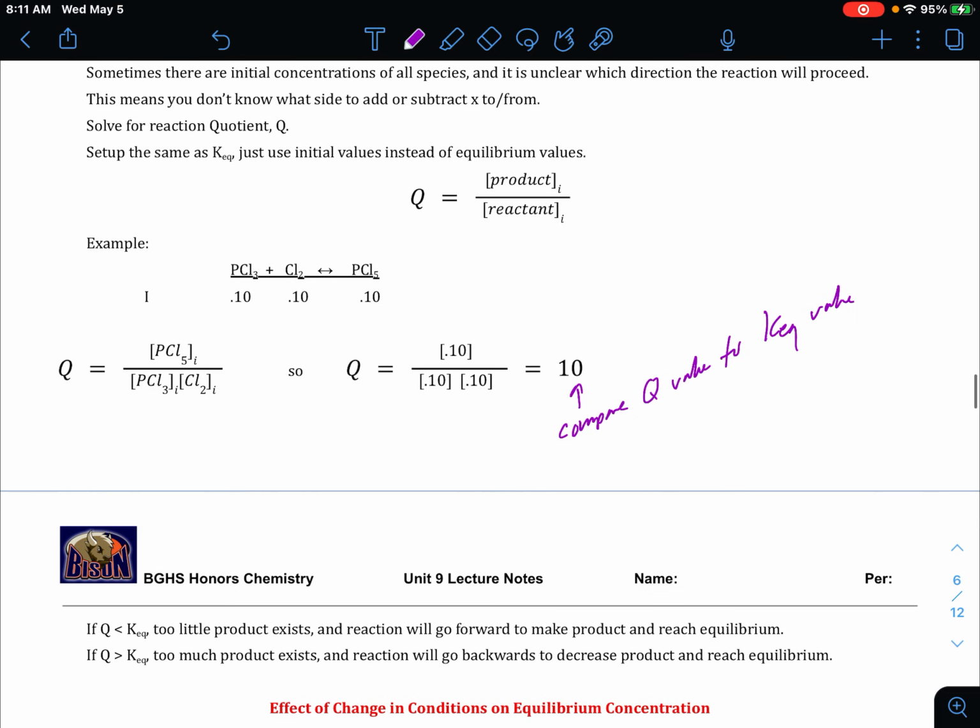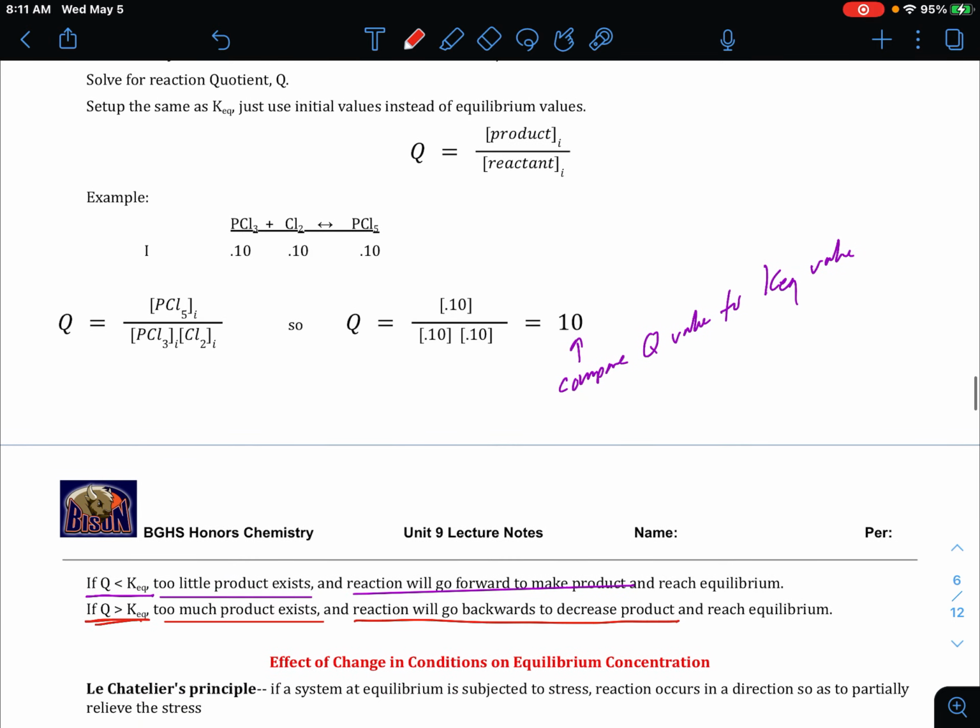So if the Q value is less than KEQ, that means there's too little product, right? You're starting off with not enough product, and then the reaction will go forward to make product. Whereas the opposite is true. If Q is greater than KEQ, so you start off and you have too much product, well, then it stands to reason that the reaction is going to try to break up some of that product and make more reactants so that you get back to equilibrium.